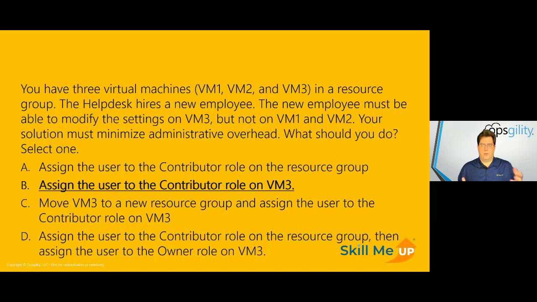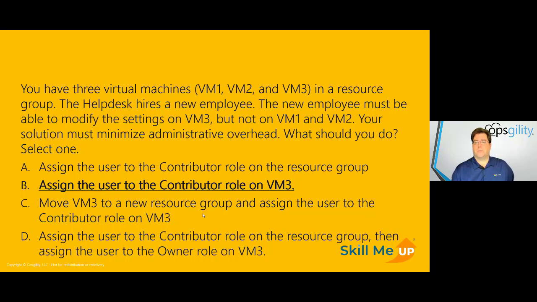They need the contributor role, and you should recognize first and foremost that they needed the contributor role. So that would eliminate D right away. B and C get us to the first level of requirements in terms of only having access to VM3, but minimizing administrative overhead removes C. So just to understand how role-based access control works and how the questioning works within Microsoft exams, this is a really good example of how to read the whole question before you answer it.